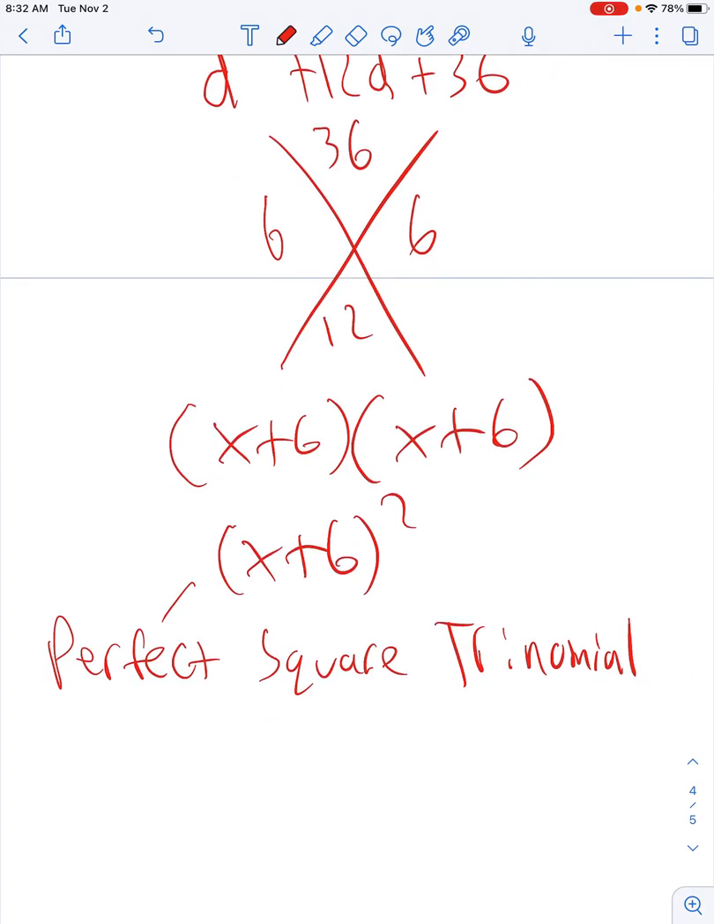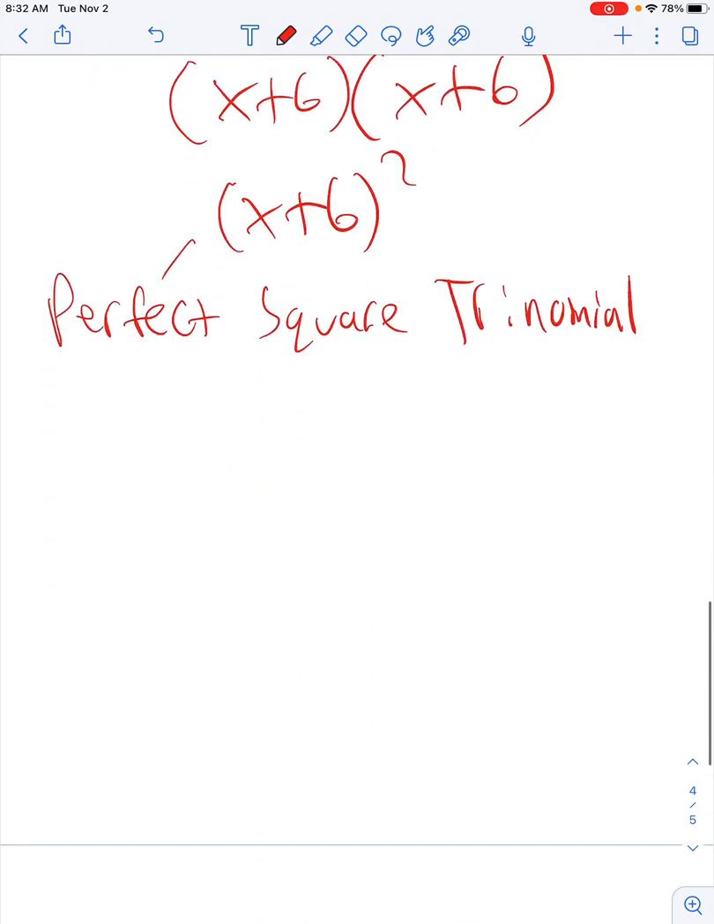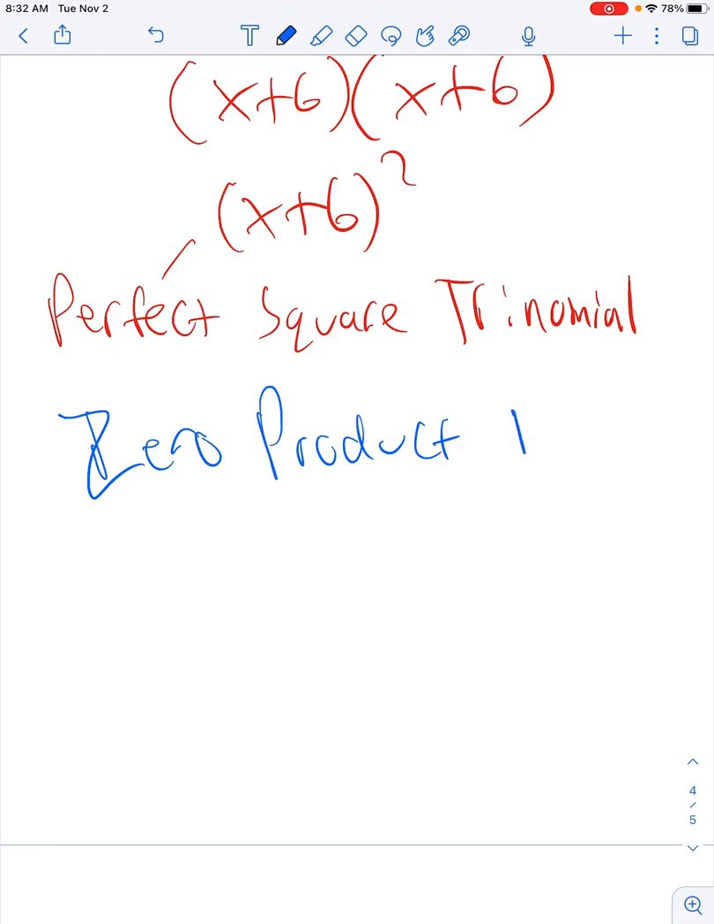All right, let's keep going. So again, if we want to talk about the zero product property, that's kind of how we solve it. Zero product property, and all that means is ZPP.